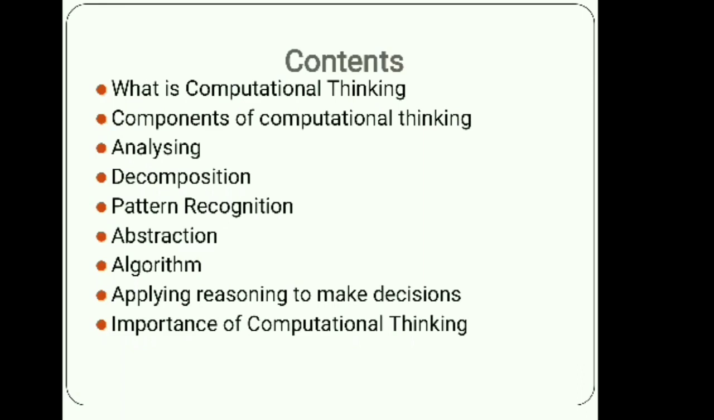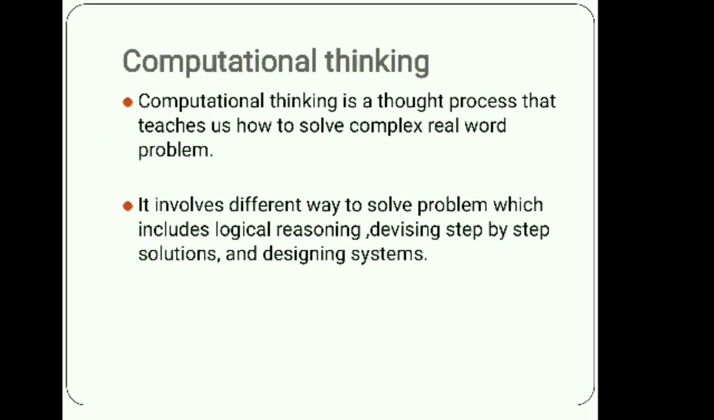Let us start with our first topic, that is computational thinking. Computational thinking is a thought process that teaches us how to solve complex real world problems in such a way that a human or a computer can effectively carry these out. It involves different ways to solve the problem, which involve logical reasoning, devising step-by-step solutions, and designing systems.